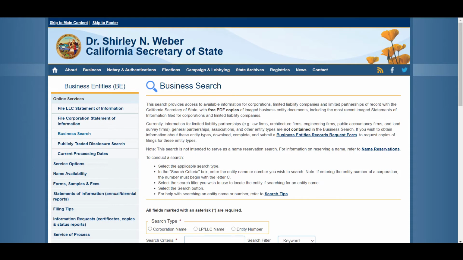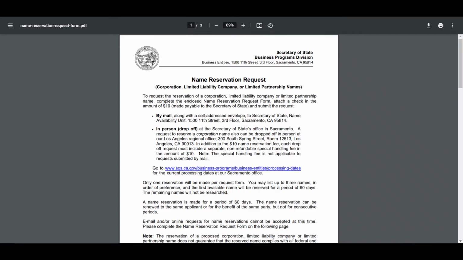Your first step is going to be choosing a name for your California LLC. You must choose a name for your LLC that is unique. It cannot be the same as or too similar to an existing name in the California Secretary of State records, and it cannot be misleading to the public. Names may be checked for availability by searching the California Secretary of State's business name database. An available name may be reserved for up to 60 days by filing a name reservation request form. The form must be postal mailed or hand-delivered to the California Secretary of State's office.